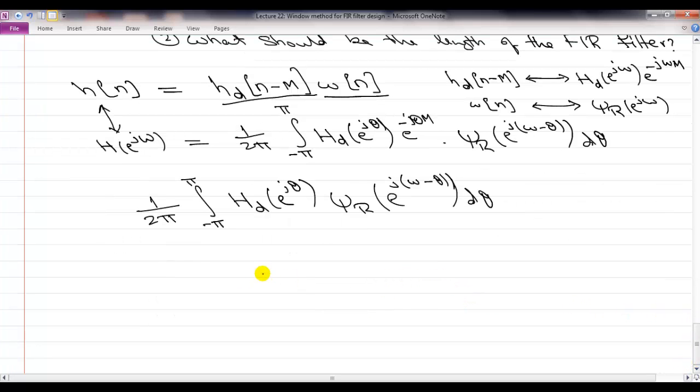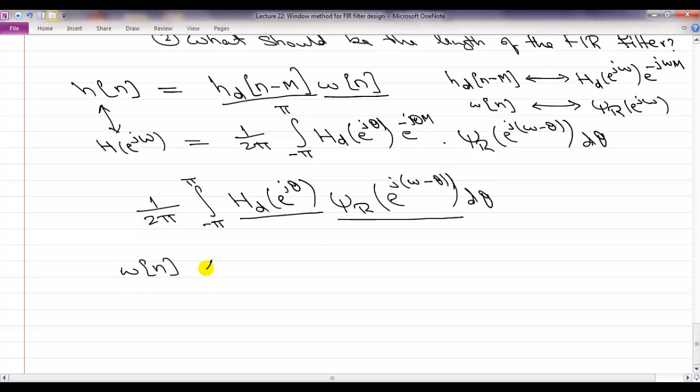Okay. This is my desired frequency response. I am multiplying that with a flipped version of my rectangular window's Fourier transform, and then I'm shifting it. Then I integrate, the usual convolution formula, and then I multiply by 1 over 2π, and we have to understand what effect that is having.